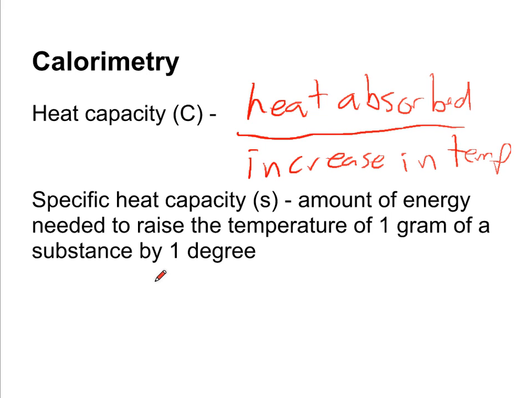Another term we need to define is specific heat capacity. It's abbreviated with the lowercase s. This is defined as the amount of energy needed to raise the temperature of 1 gram of a substance by 1 degree. The main difference between these is that s is for a specified amount of a substance. Heat capacity is just general, based on what the substance is, but in specific heat capacity we're talking about 1 gram of something by 1 degree. The units for s are joules divided by degrees Celsius times grams.